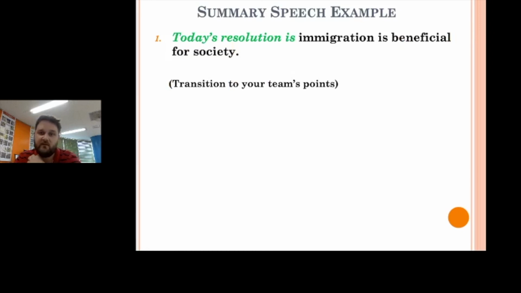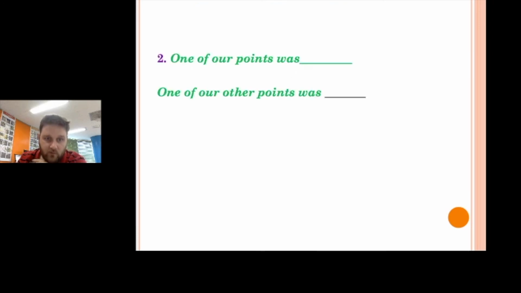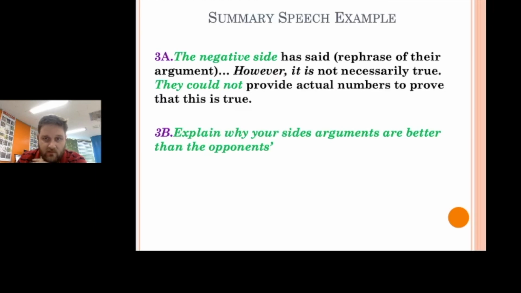So, a summary speech example, so we go through all of it. Today's resolution is immigration is beneficial for society. Transition your team's points. One of our points was, our other point was, the negative side has said... then rephrase their argument. However, this is not necessarily true. They cannot provide actual numbers to prove that this is true. Explain why your side's arguments are better than the opponent's.